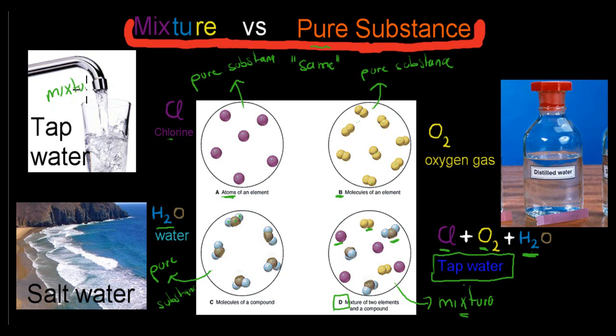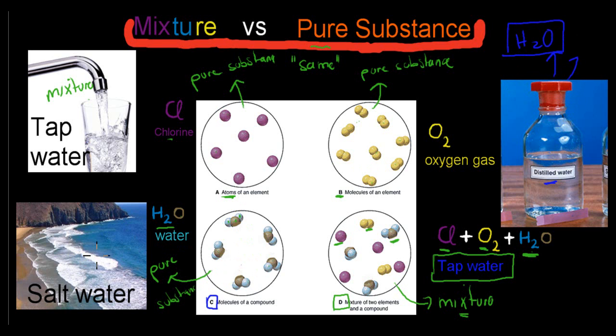Whereas distilled water is right over here. Distilled water would be almost only H2O. It looks similar to what this would look like. Distilled water is almost a pure substance. There might still be a few other chemicals in there, but because it's almost only H2O, all the same, that would make distilled water a pure substance.